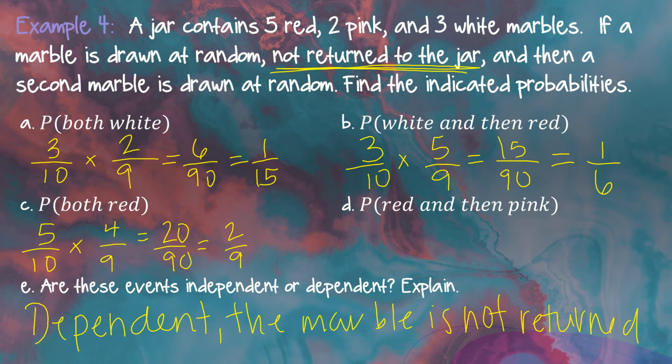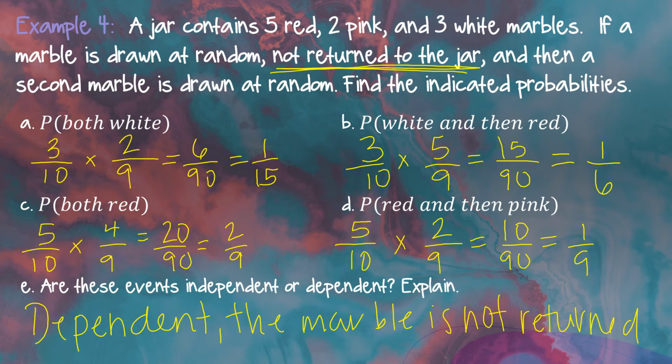And then finally, red and then pink. All right, so we've done red already. 5 out of 10, half of them are red. Pink. All right, so taking that red out doesn't impact the number of pinks. There's still 2 pinks left, but we do have that red marble sitting out, so there's only 9 total marbles left. So if we do 5 times 2, that's 10, over 10 times 9 is 90, divide those both by 10, 1/9 for the probability of red and then pink.